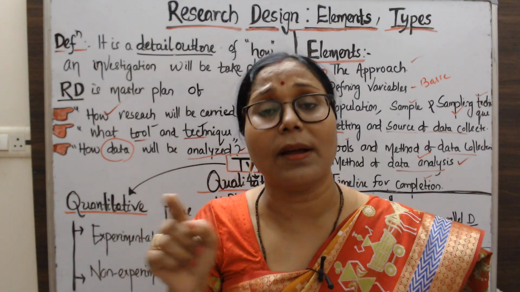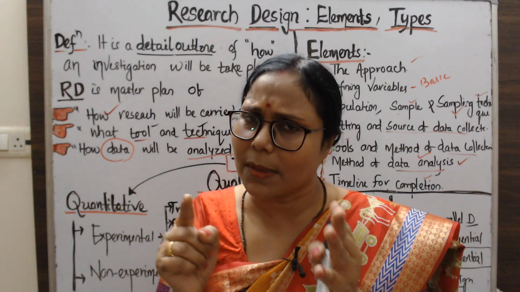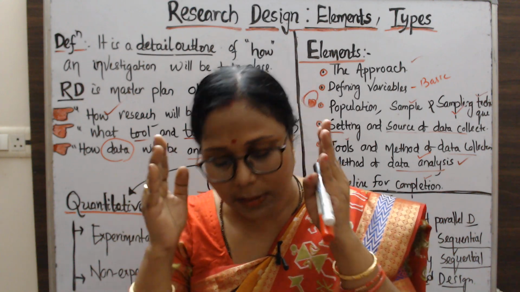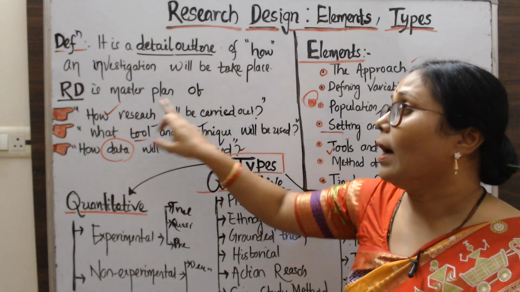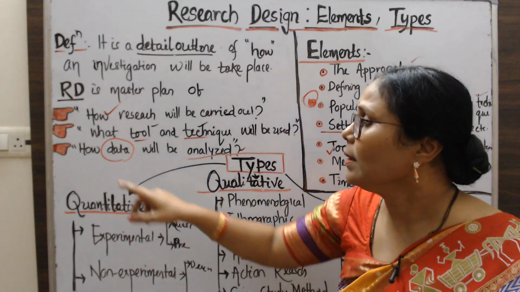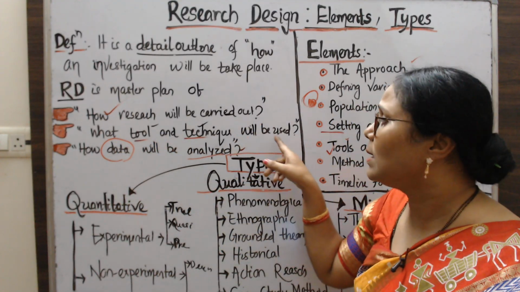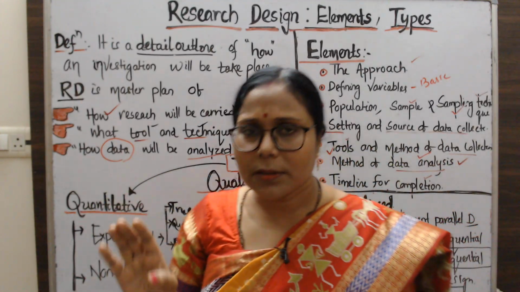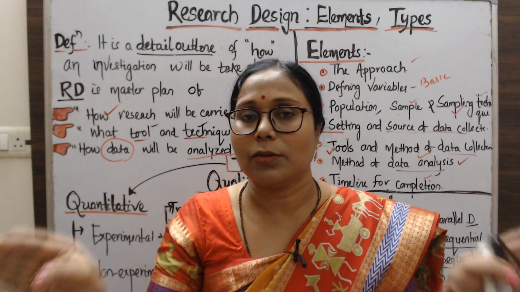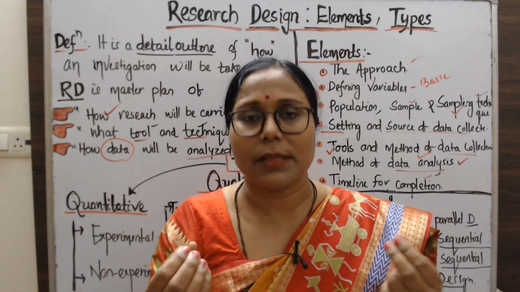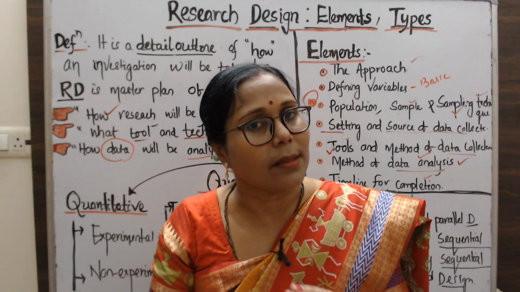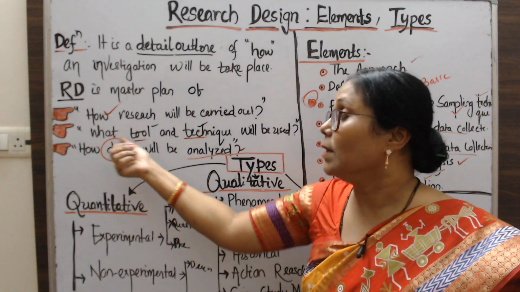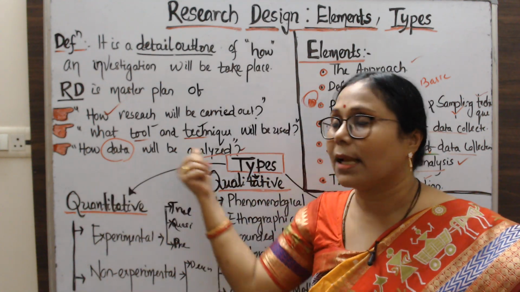Similarly, when a researcher wants to investigate a research question, the researcher must have some master plan. What are the components of the master plan? The research design is the master plan of how the research will be carried out. That is the first point. Second, what tools and techniques will be used. Third, how data will be analyzed. Keep all three things in mind when you plan to do research. So the research design is the master plan of how the research will be carried out, what tools and techniques will be used, and how the data will be analyzed.